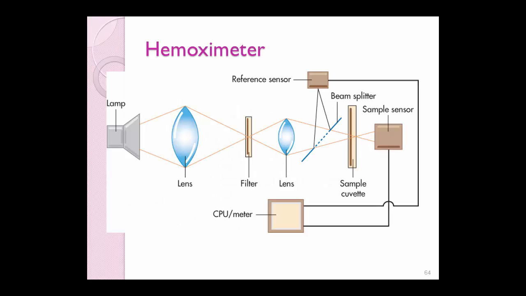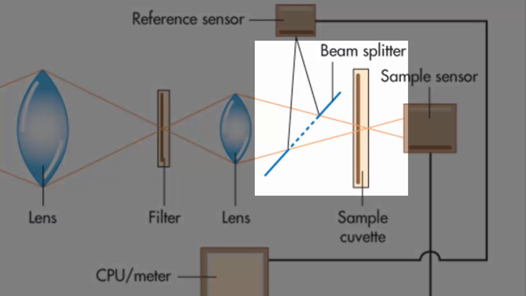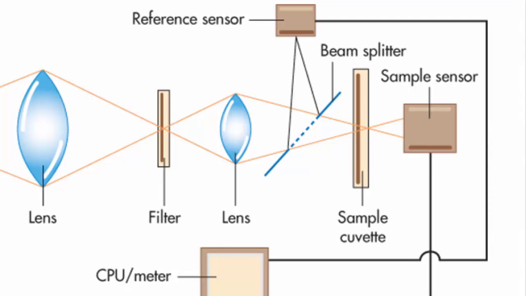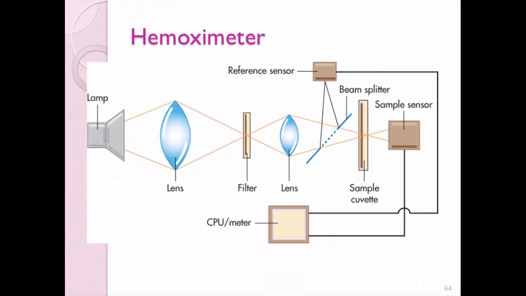This is figure 18-17 on page 405. This is a simplified diagram showing key components of a laboratory hemoximeter. So you notice here that it has a beam splitter where it sends part of the beam to the reference sensor, and then the other part goes through the cuvette, the sample cuvette. And then from the cuvette, it runs through the sample sensor. So it compares these two values and comes up with a percentage of whatever you're trying to read, whether it's carbon monoxide or methemoglobin or whatever.